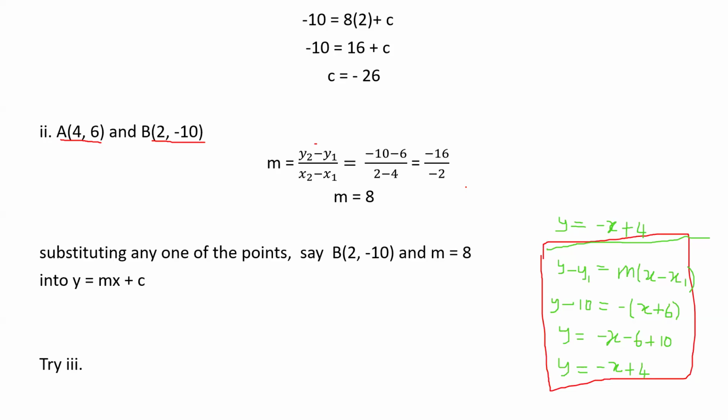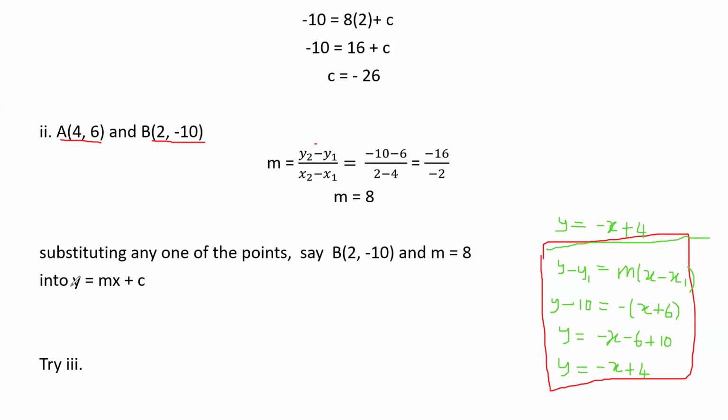So you find the C here. Okay, he says he wants the first one. So let's find the C. Therefore, let's take any point, we are taking B. We can take A. So let's take what? A or B? A. Okay. So A, with the gradient M being 8.